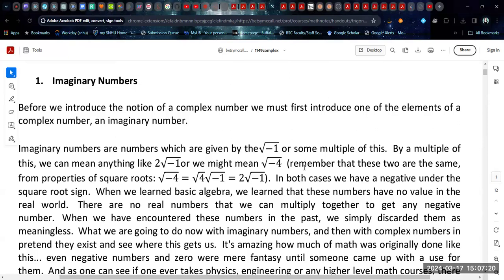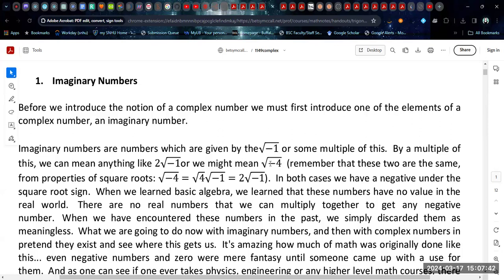Now, imaginary numbers are defined essentially in terms of a negative under the square root. In fact, the number i is basically just the square root of -1, or sometimes it'll be defined as i squared is equal to -1. Basically, it means the same thing.